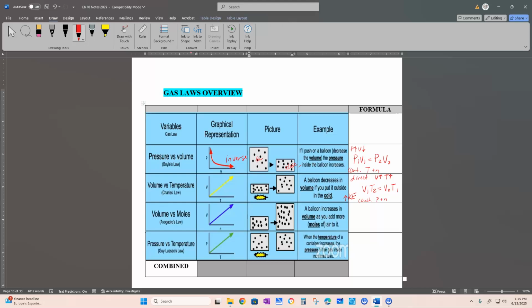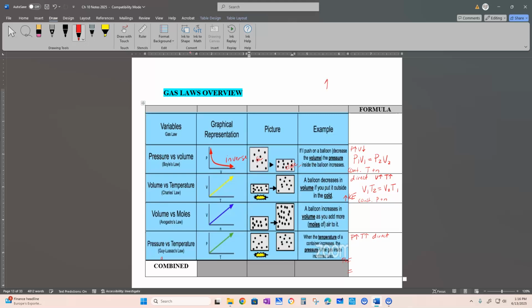I'm going to go to Gay-Lussac's down here, and I apologize, I should say Gay-Lussac, not Gay-Lussac. Gay-Lussac's is pressure and temperature, same thing. If pressure goes up, temperature goes up, direct relationship. When the temperature of the container increases, you're going to gain pressure because you're going to gain collisions. Same thing, kinetic energy, because you're changing temperature. I apologize, it does not like me writing in that chart. That kinetic energy will increase because you have more collisions. Anytime you're changing temperature, especially increasing temperature, you will have an increase in kinetic energy.